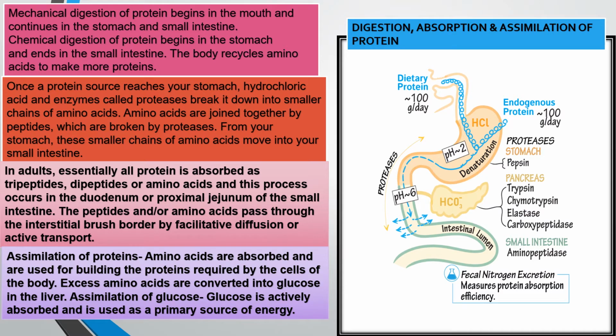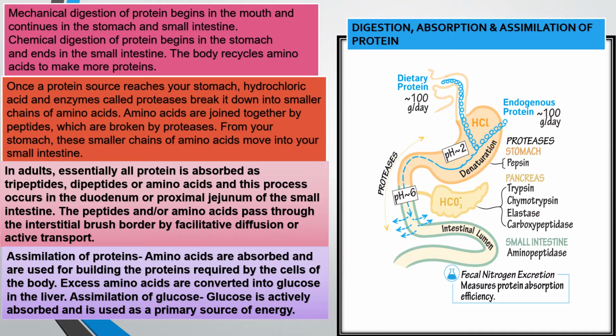So in this slide, first we are going to discuss digestion, absorption and assimilation of protein. Mechanical digestion of protein begins in the mouth and continues in the stomach and small intestine. Chemical digestion of protein begins in the stomach and ends in the small intestine. The body recycles amino acids to make more proteins.